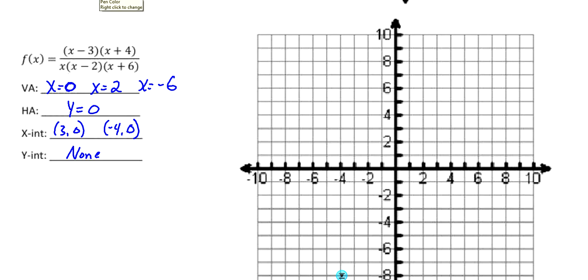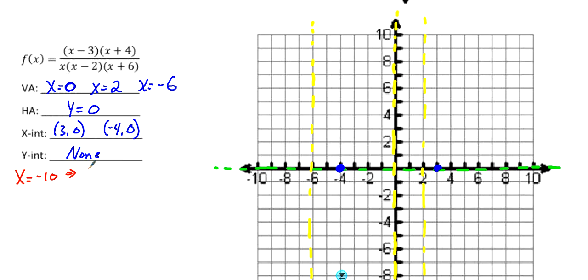So let's draw the vertical asymptotes at -6, 0, and 2. Horizontal at 0. And then my x-intercepts at +3 right here, and -4, which is right here. Okay, so this one's going to be a lot of work because we're going to have to plug in a bunch of x values. So let's start with the left side, where x equals -10.